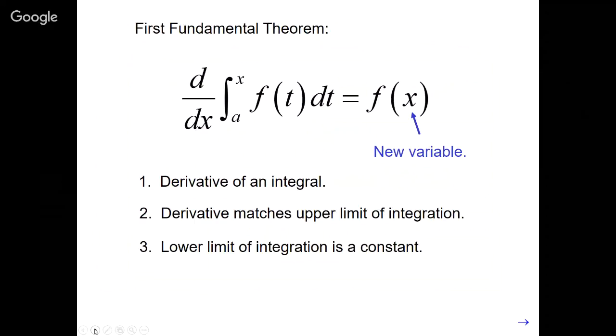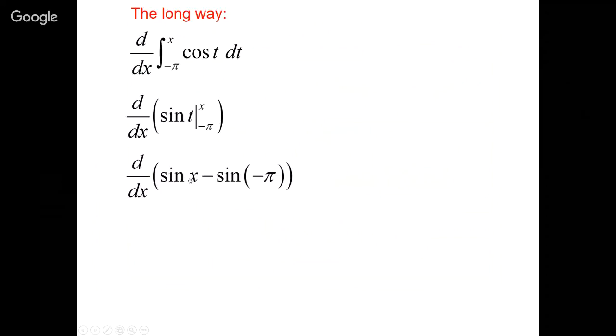All right. Now let's try an example here. Now I'm going to do this the long way, and we're going to work inside out, meaning we're going to find the antiderivative of the inside here, and then we'll take the derivative of this. All right. So what is the antiderivative of cosine? That means cosine is somebody's derivative. Whose derivative is cosine? Well, that's sine. And we're going to evaluate sine from negative pi to x.